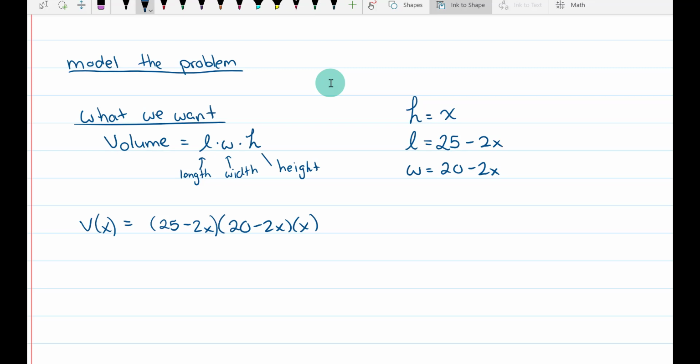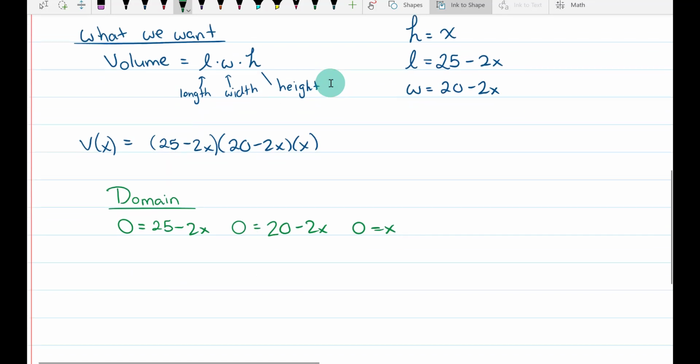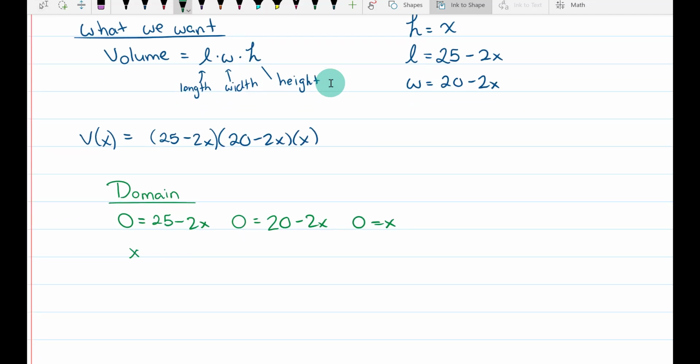So first let's talk about domain. The domain of the function is found when you let the volume equal 0. So we're going to let our original function equal 0. You set each piece equal to 0 using the zero product property, and we're going to go ahead and solve those. So you get x is equal to 17.5, x is equal to 10, and x is equal to 0.